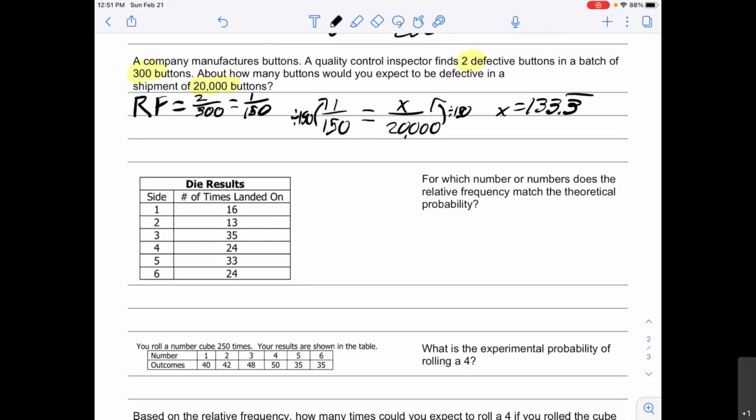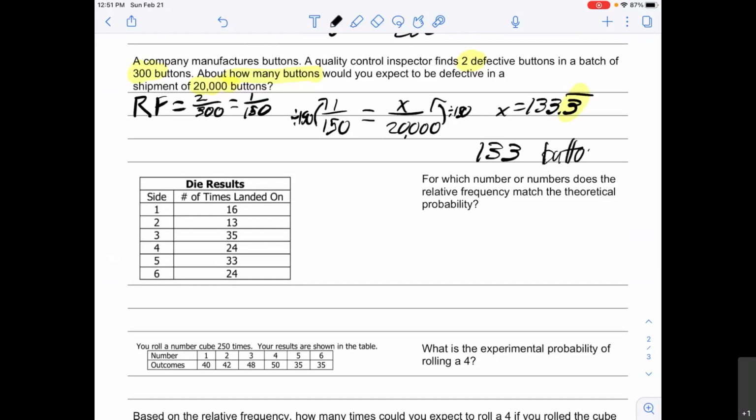About how many buttons would you expect to be defective in a shipment of 20,000? How many buttons is my question? Well, I can't really have 0.3 repeating of a button. If I had a third of a button, that button would obviously be broken. So that means that I'm going to round this to the nearest whole number. The nearest whole number, if I round 133.3 repeating, that'll just be 133 buttons.